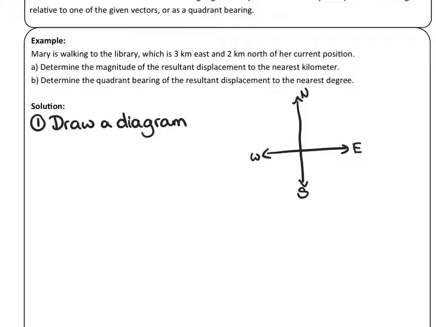So let's do our vectors. Mary's walking to the library. It's 3 kilometers east, 2 kilometers north from her current position. So I'm going to have her current position be right in the middle because that's where she's starting. She's going to walk 3 kilometers east, and then she goes 2 kilometers north.